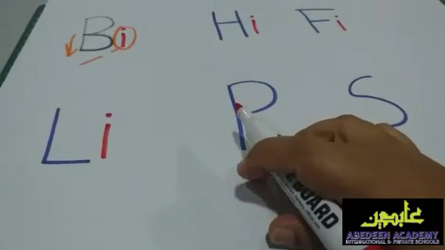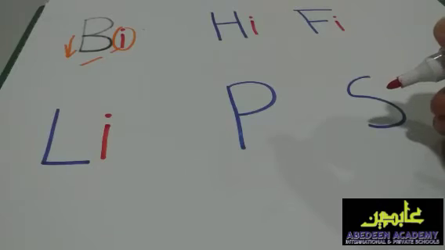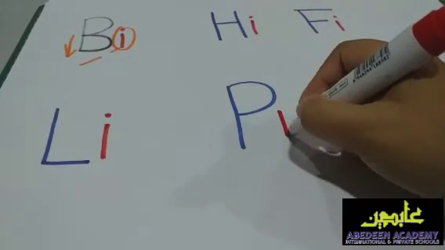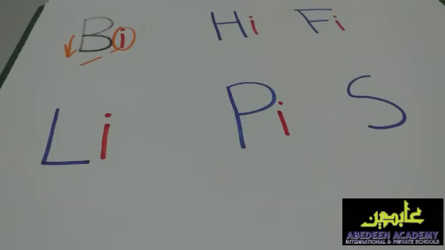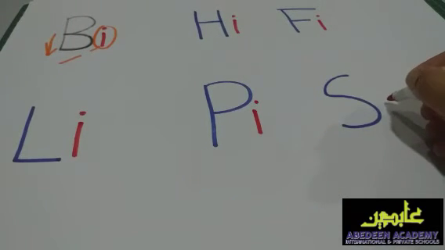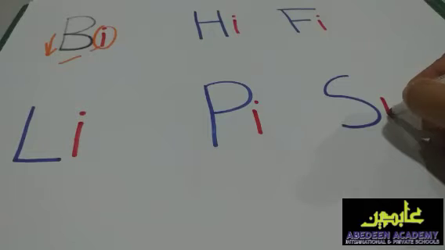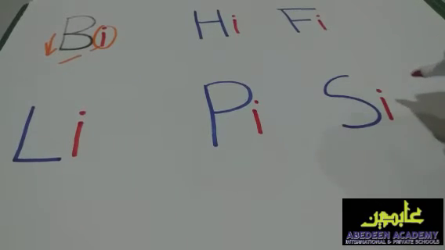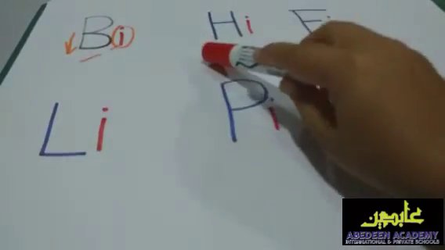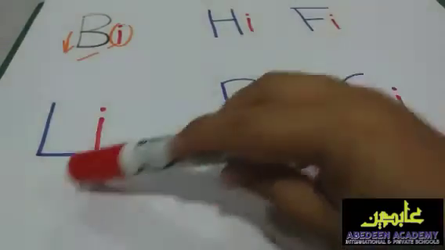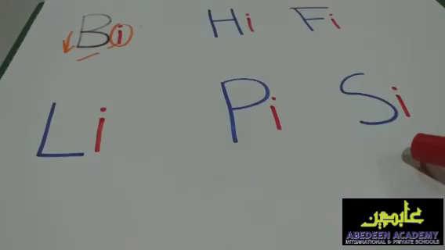So the next letter is P. So the sound of P is P. And when I put letter I here, and when you read it downwards, it is Pi. Okay? Pi. Then the next one is letter S. What's the sound of S? S. And when I put letter I here, you read it downwards, Si. Okay? So the first one is Bi, this one is Hi, Fi, Li, Pi, and Si.